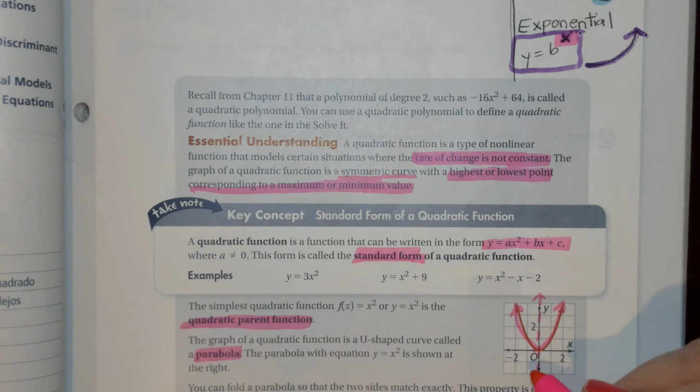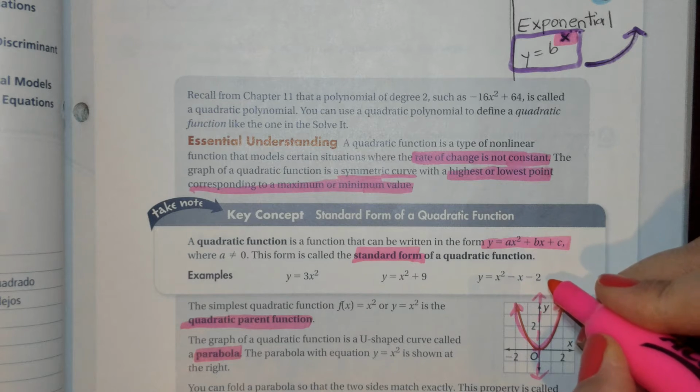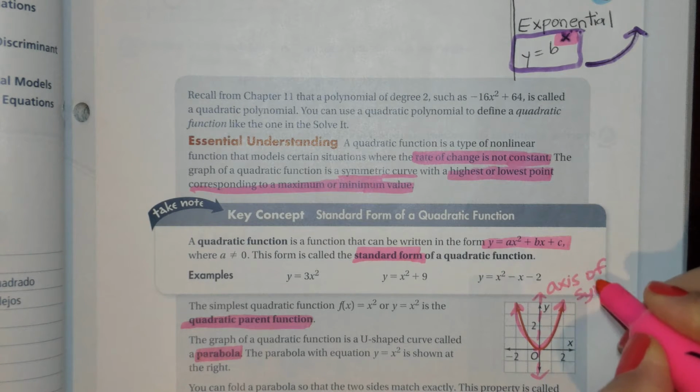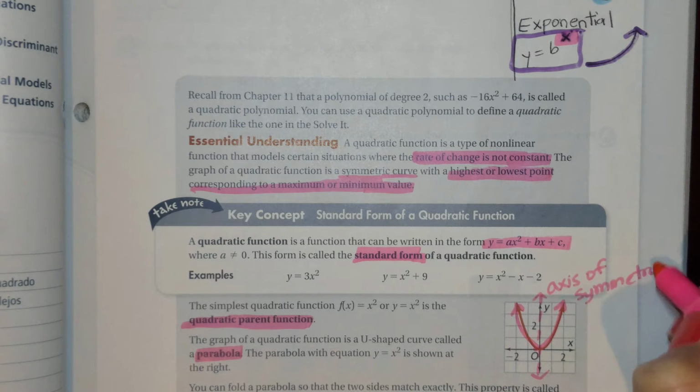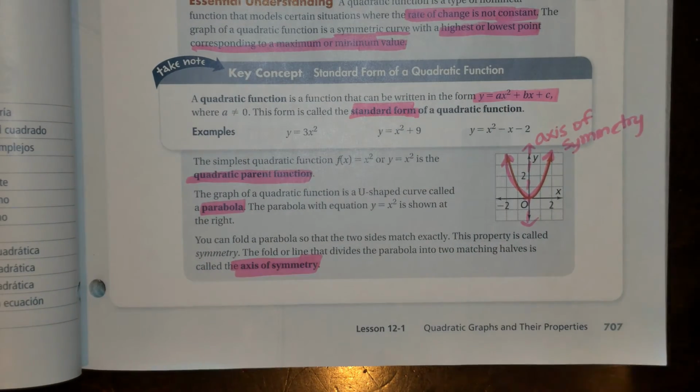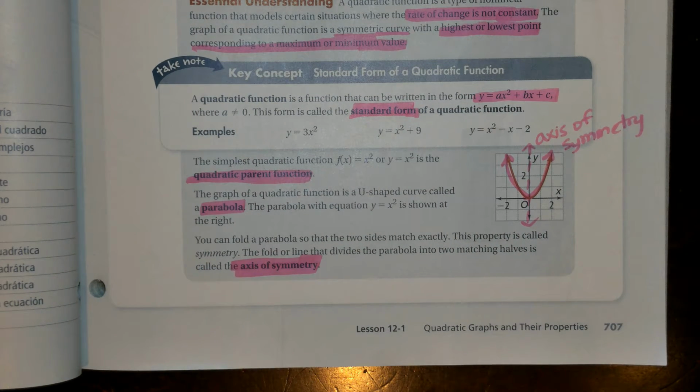So this is the axis of symmetry, or line of symmetry. That's normally what we call it. Oops, you couldn't see that part. Okay, there.